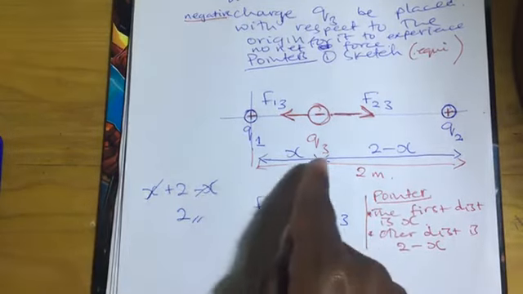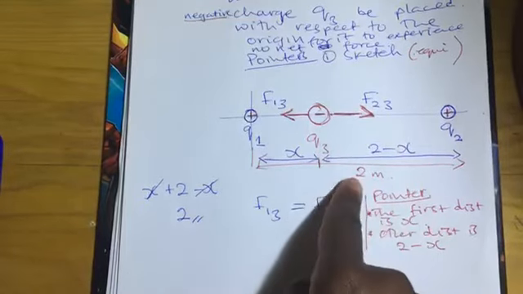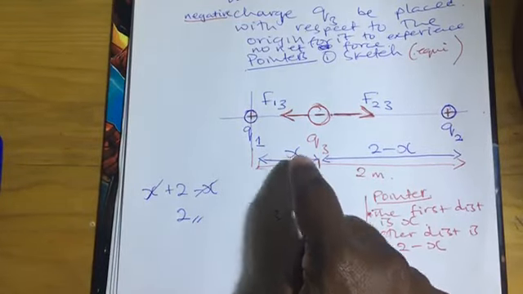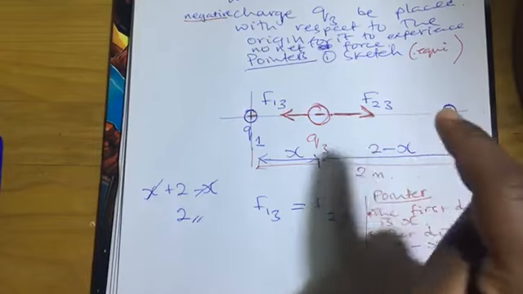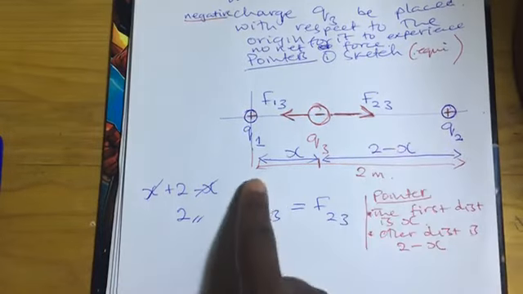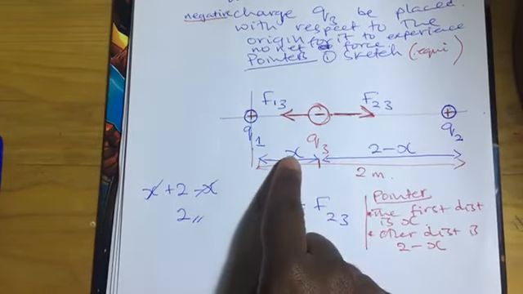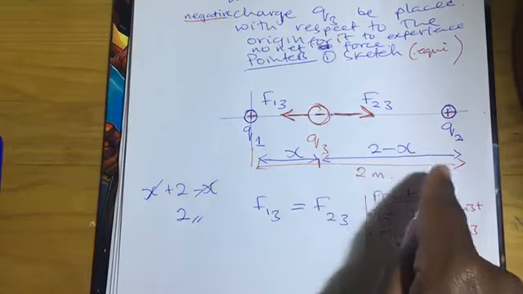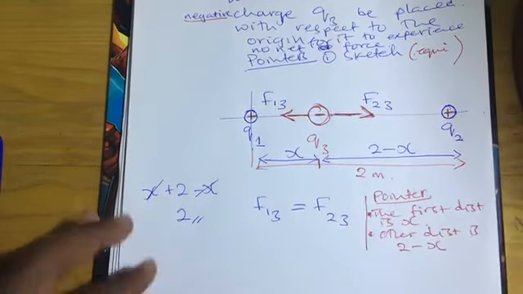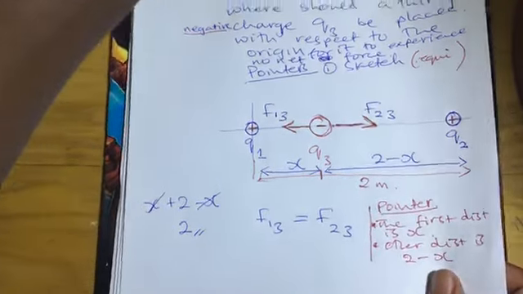Remember, we said that the two distances should add up to give you 2. The first distance is always x. The second distance is always 2 minus x. If the total distance was 10, the first one would have been x and this would have been 10 minus x. You get?